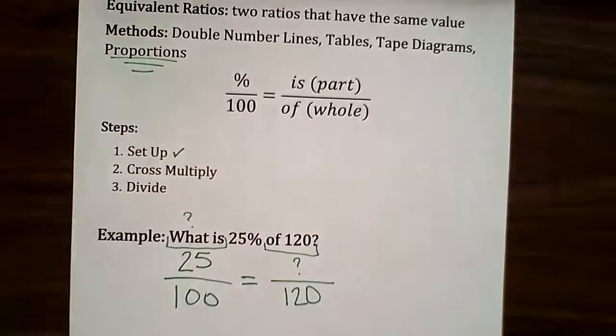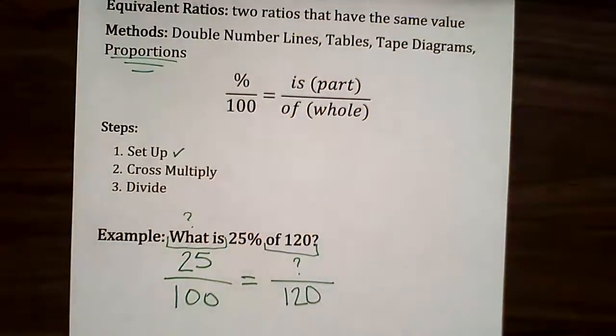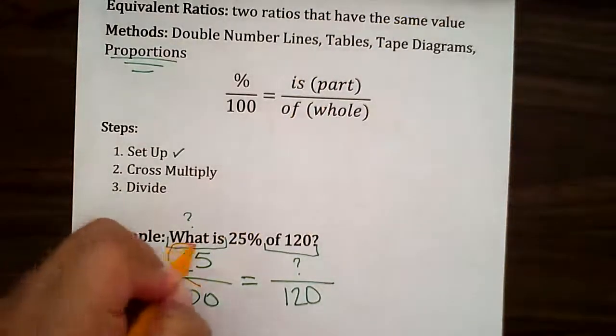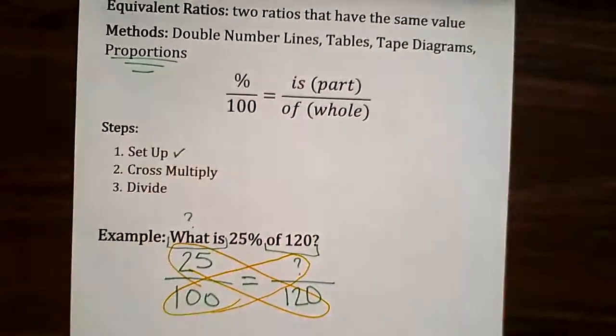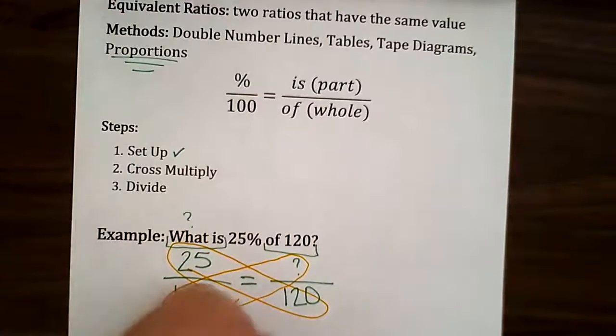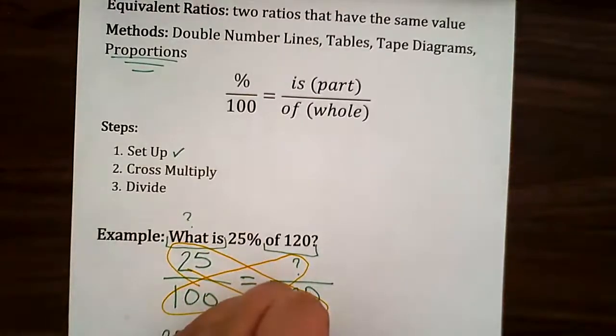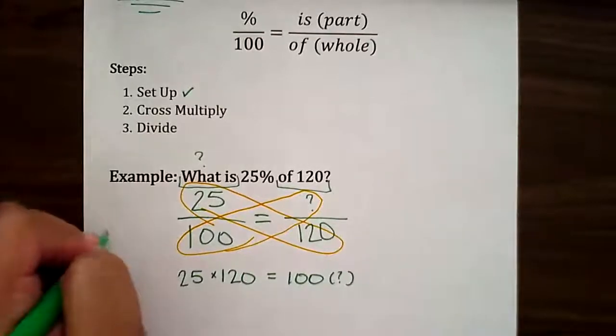Now we want to cross multiply, and I want you to think of cross multiplying as creating the X, or the butterfly method. That's exactly what it is. So I'm going to cross multiply on the diagonal. That's how we're going to cross multiply. So then I'm going to do 25 times 120, and that's equal to 100 times some unknown. So now I'm going to multiply, and I'm just going to do some quick work on the side.